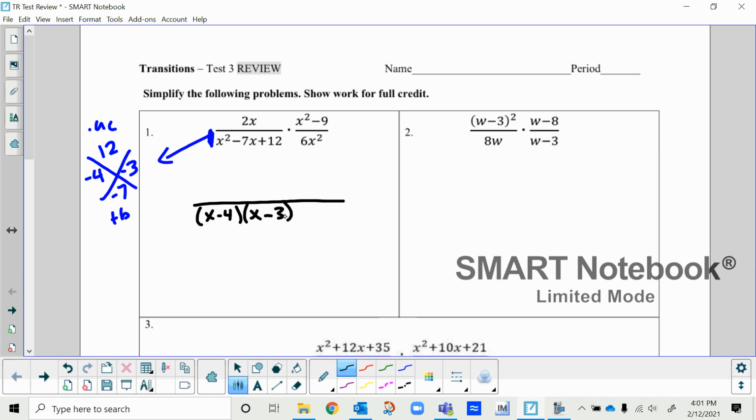And for 6x squared, I'm going to factor 6 as 2 times 3, and the x squared as x times x. And then for the upper left, the numerator on the left, it's just 2 times x. You can't factor that down anymore. And then x squared minus 9 is a difference of two squares, right? Because we're subtracting two things that are perfect squares. And so we square root each one. That gives me x and 3. And I make a minus version.